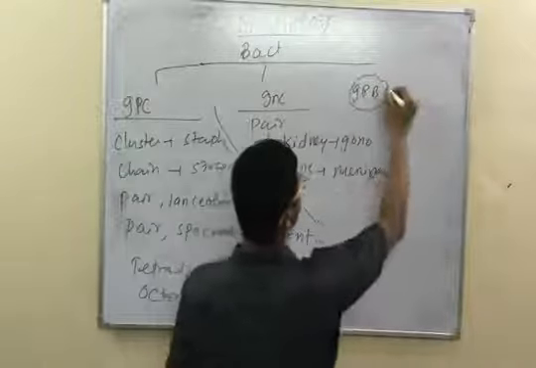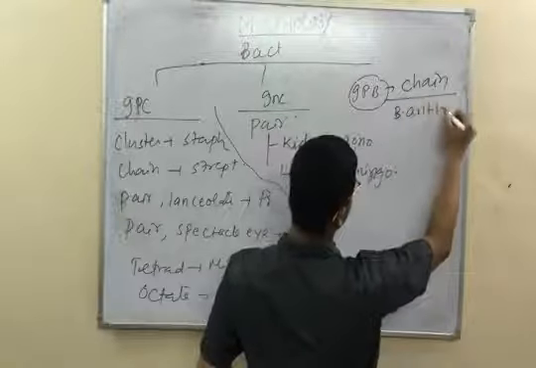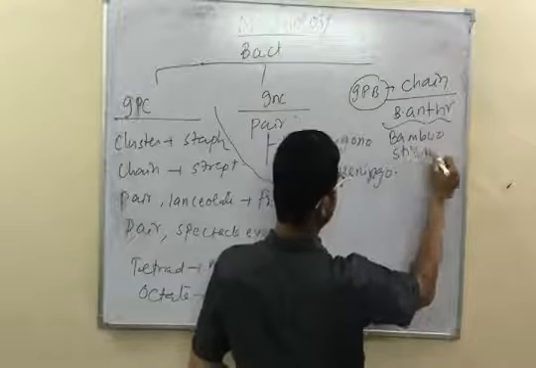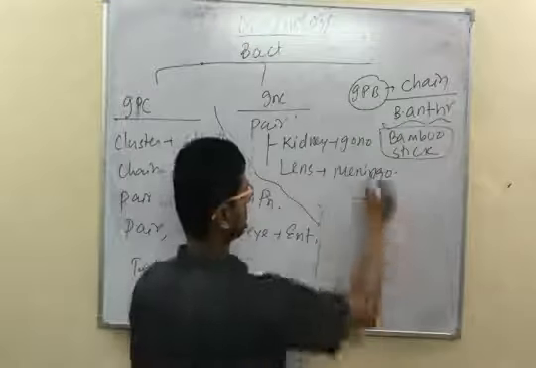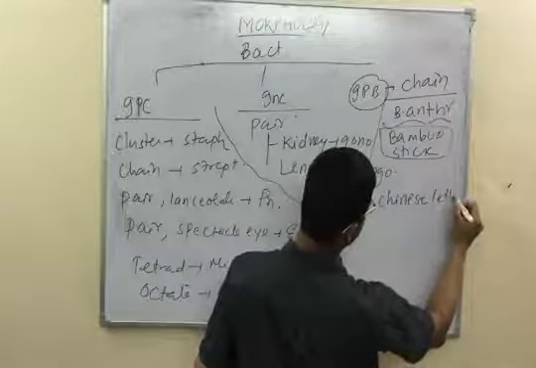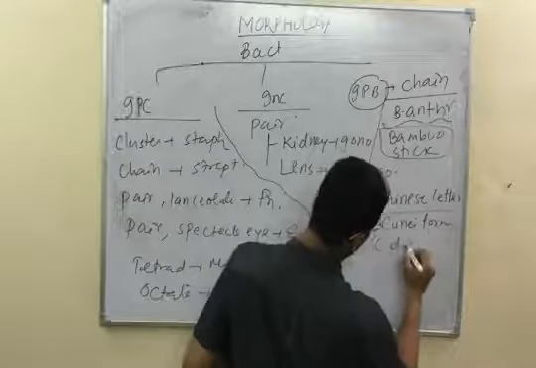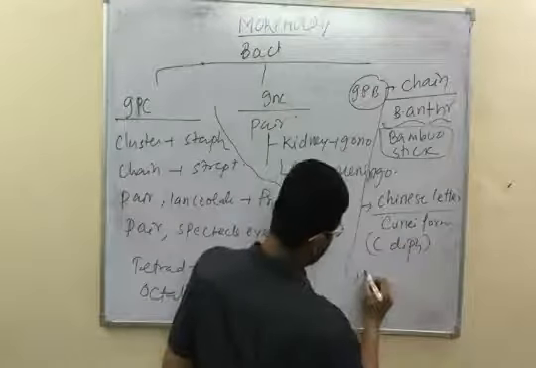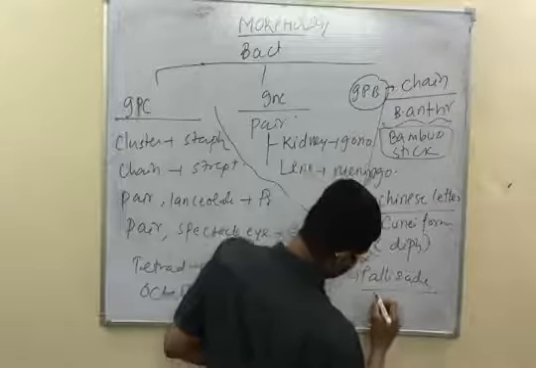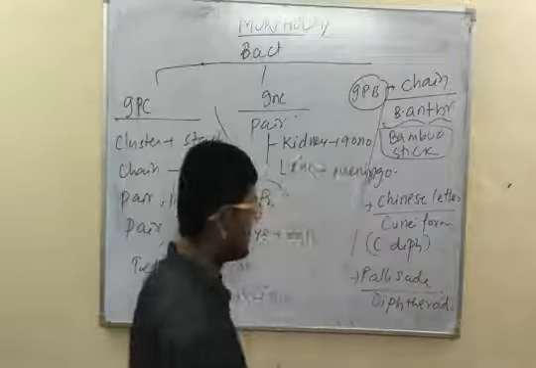Gram-positive bacilli can be arranged in chain. Example is Bacillus anthracis, where it is called bamboo stick appearance arrangement. It can also be arranged in Chinese letter arrangement, also called cuneiform arrangement. Example is Corynebacterium diphtheriae. Palisade arrangement is seen in other Corynebacterium species called diphtheroids. Diphtheroids have a palisade arrangement, or they are parallel to each other.